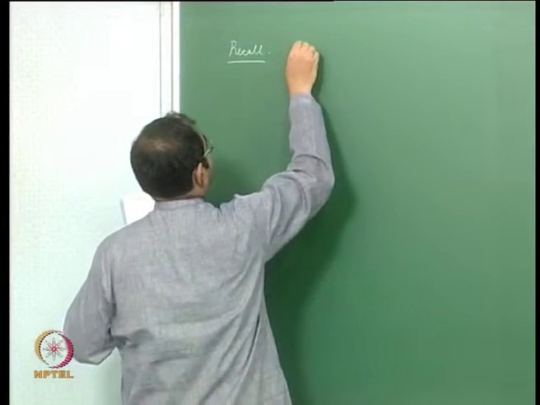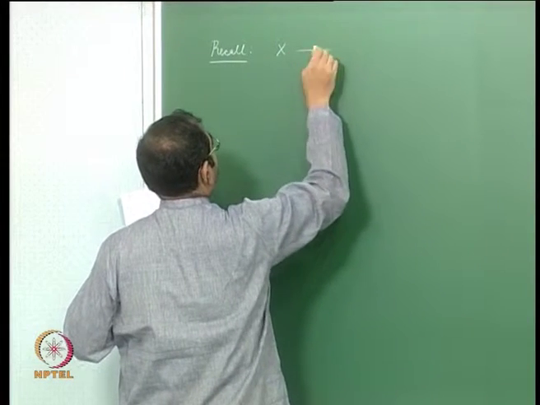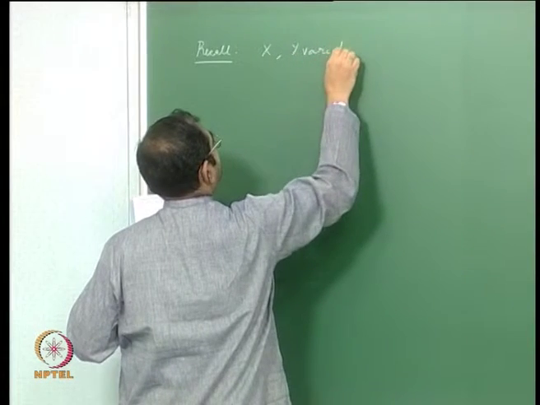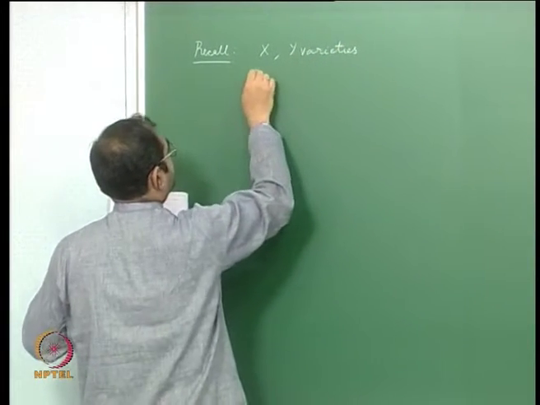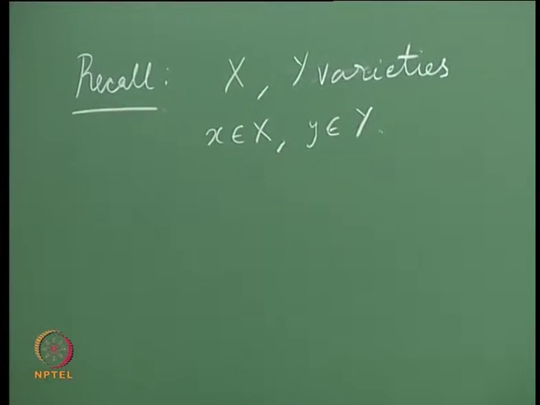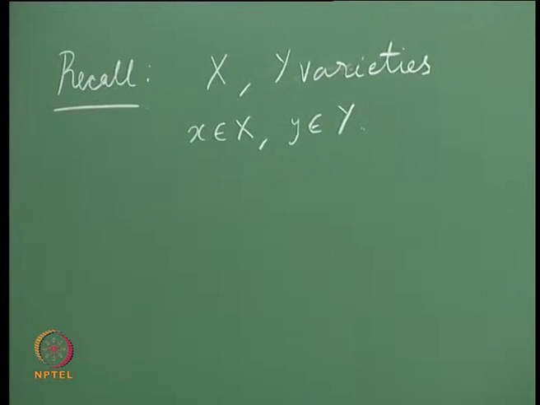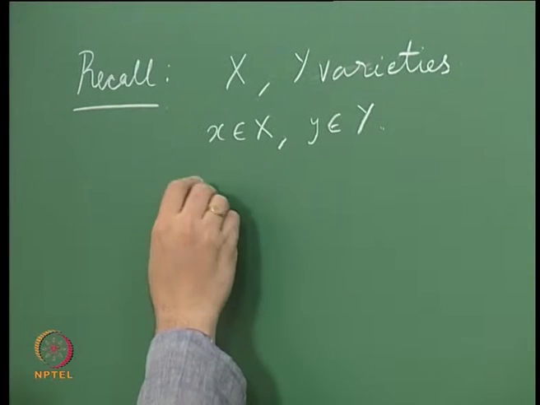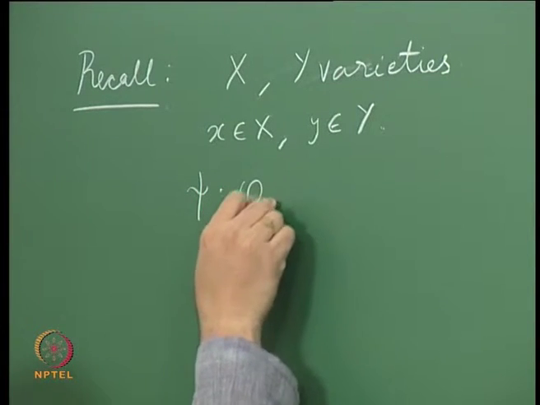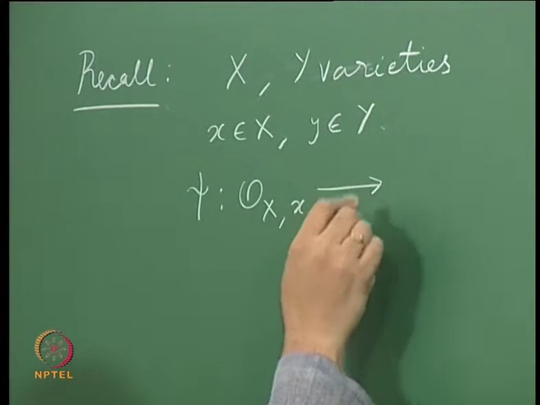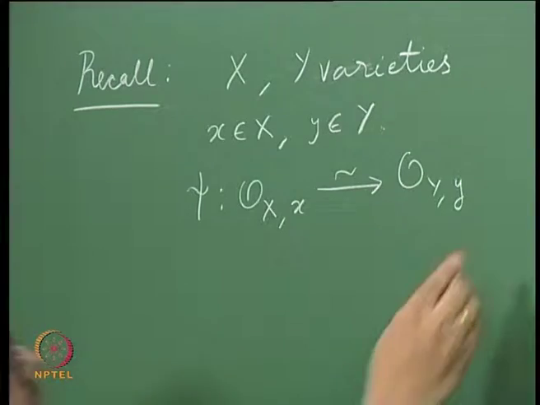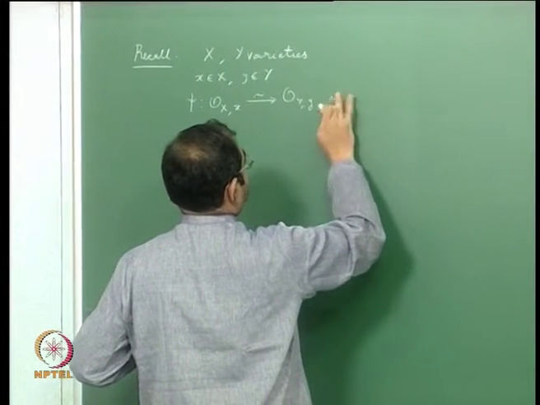So you had varieties X and Y, and you had a small x in capital X, a small y in capital Y, and you had psi from the local ring of capital X at small x to the local ring of capital Y at small y. You had an isomorphism, a K-algebra isomorphism.